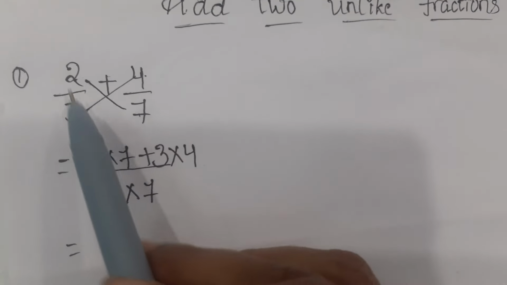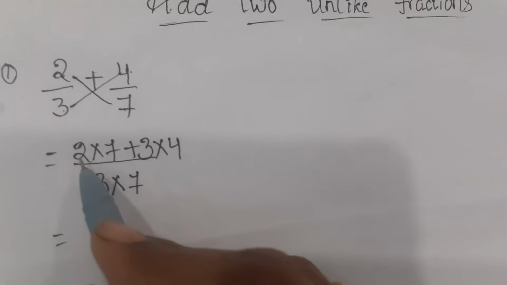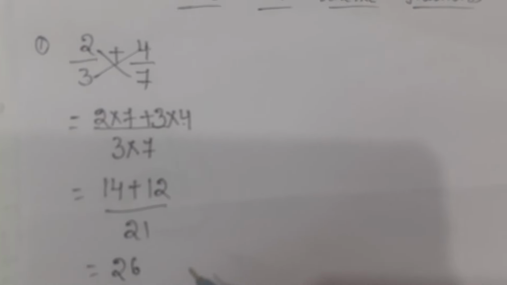2 into 7 plus 3 into 4. 2 into 7, 7 2s are 14, plus 3 4s are 12, by 7 3s are 21. 12 plus 14, 26, divided by 21. The fraction is 26 by 21.